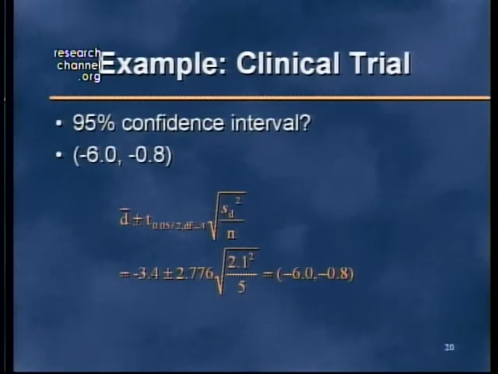And what happens if we calculate a 95% confidence interval? We'd take the mean difference of negative 3.4, add and subtract the tabled t-statistic of 2.776 times the standard error, and we'd see that the interval ranges from negative 6 to negative 0.8. Does it include the hypothesized value of 0? No. Getting close, but it doesn't. So based on this, it would agree with our conclusions based on looking at the rejection region or the p-value.